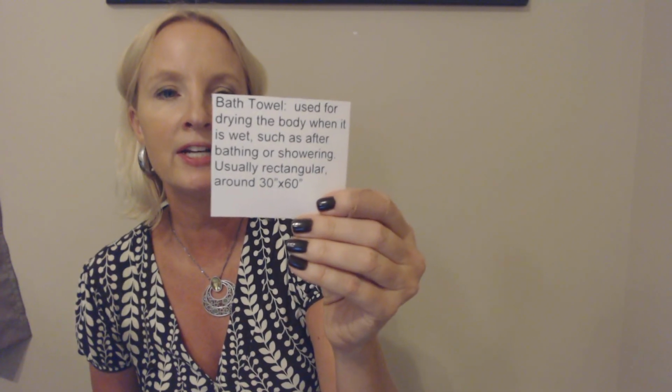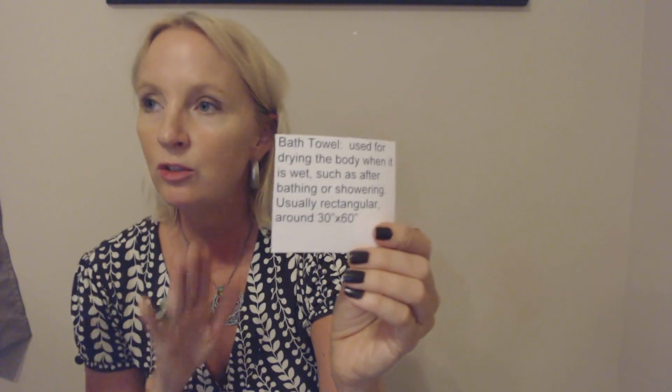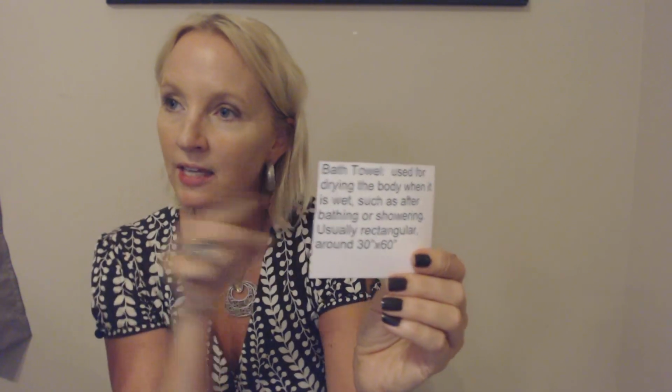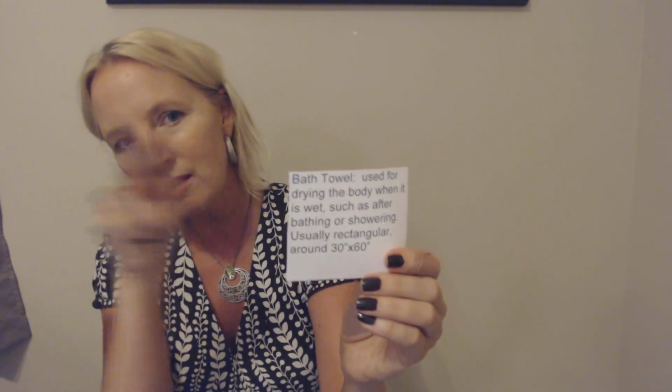Bath towel. This is the one you're probably going to hear about the most. The bath towel is used for drying the body when it's wet, such as after bathing or showering. Usually a bath towel is going to be rectangular in shape, around 30 inches by 60 inches. So 30 inches this way, 60 this way. So it wraps around the body. You can wrap it around and dry off.